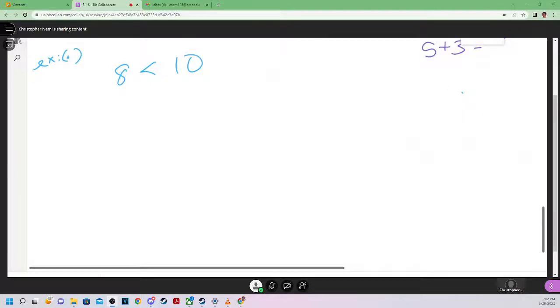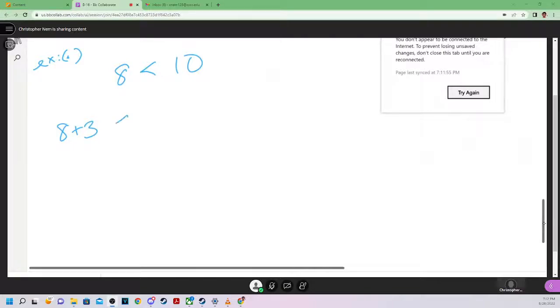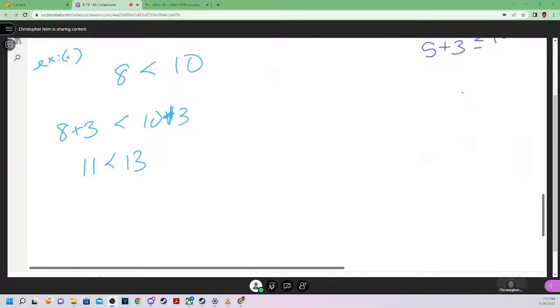Let's just stop that. Now, if I add a value to it, let's say 8 plus 3, and if I add 3 to both sides, this better hold, which this is 11 less than... it's a plus sign. This is plus 3, I'm sorry, 13. This holds. Great.